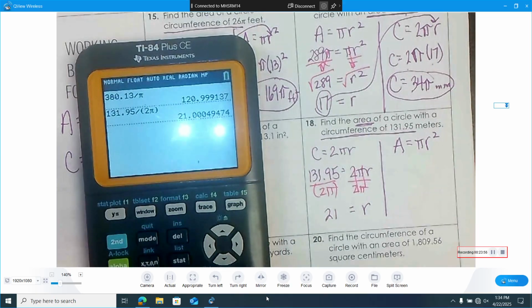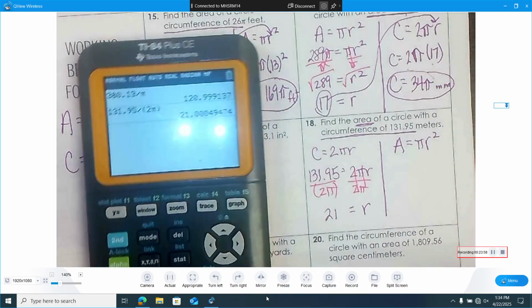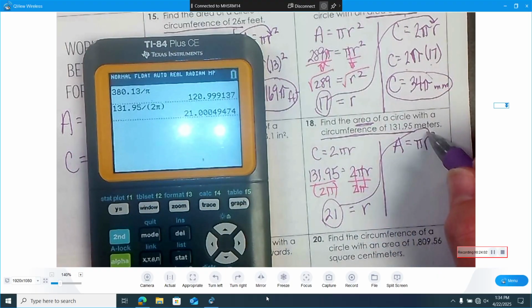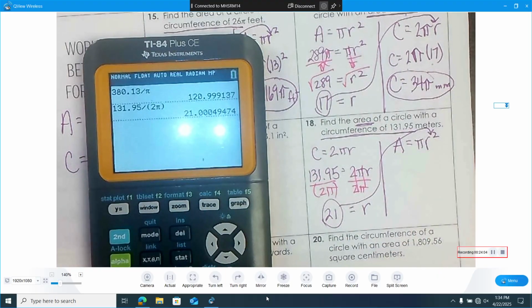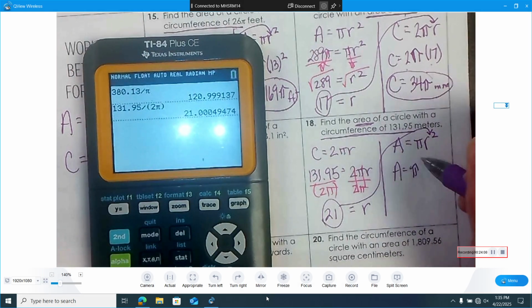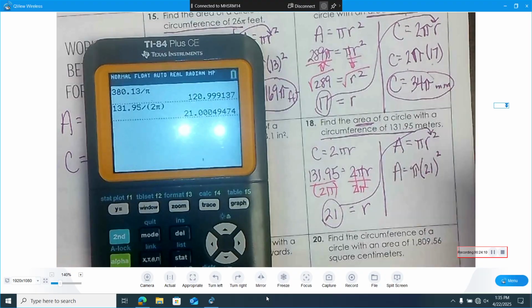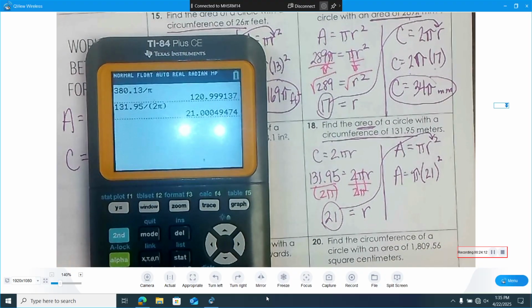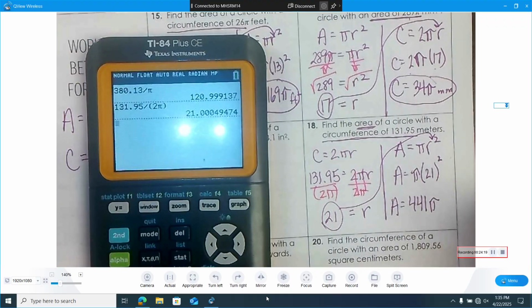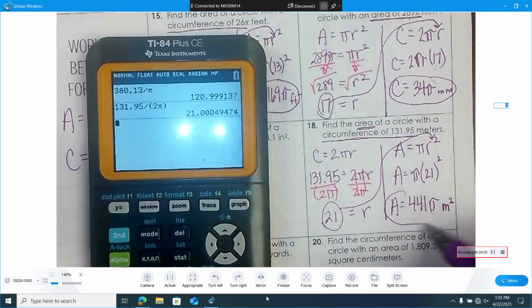21 even-ish. I'm going to round to 21. And then I'm going to take that radius and plug it in for area to find the area. So we have pi times 21 squared. What is 21 squared? 441. Very good. With a pi attached. And what are our units? Meters squared.